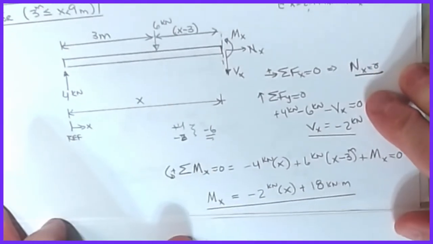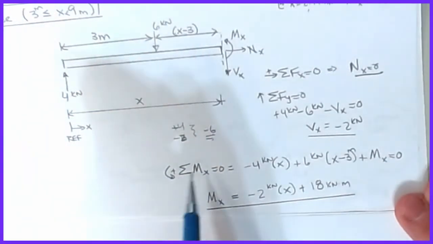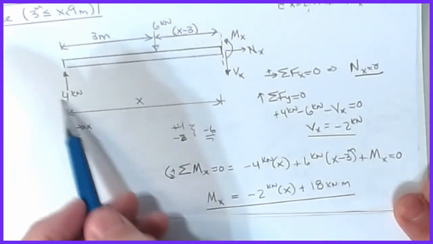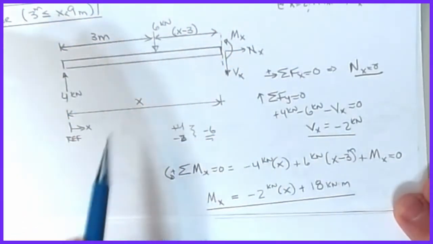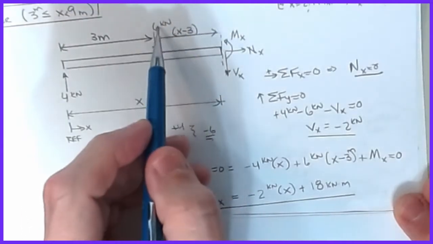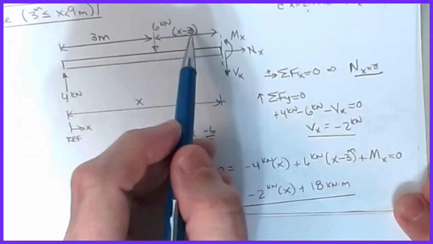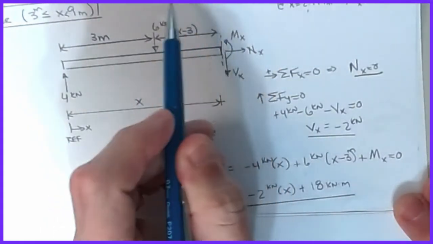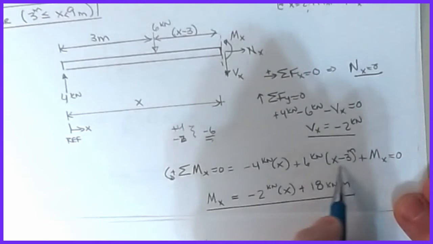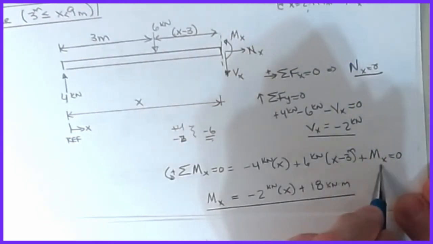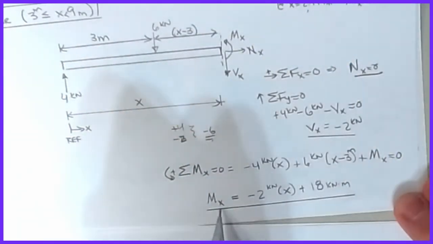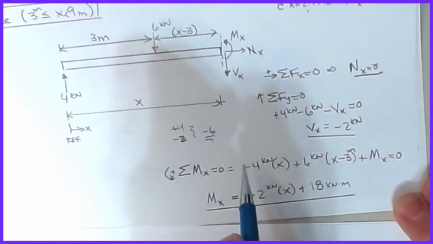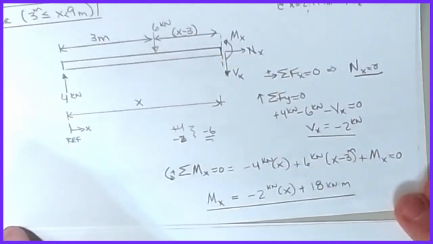And then finally, we can do the moment. Now, this one gets a little bit more complex, but again, it's doable. All I'm going to do is take minus 4 times x because it's clockwise, times x. Then I'm going to take my 6, and its distance is now this x minus 3 character that we're playing with. And it's positive because it's wanting to go in the counterclockwise direction. So plus 6 times the x minus 3 meters distance, plus Mx, all equal to 0. And so Mx is equal to minus 2 kilonewtons x plus 18 kilonewton meters, if I do the algebra and expand all of this out.